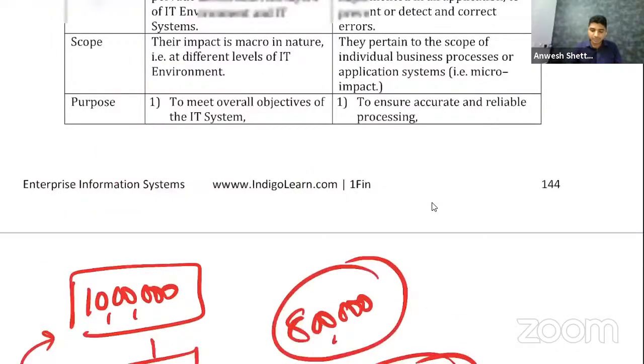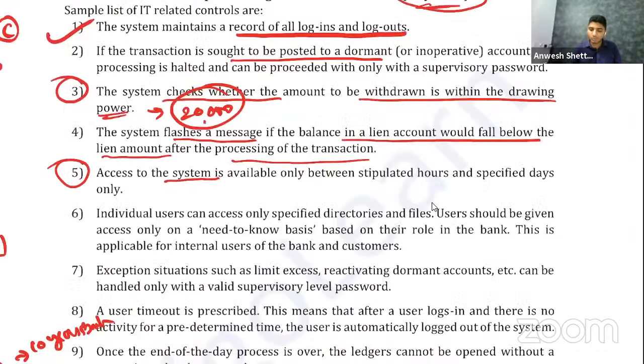Next, function number 5. Access to the system is available only between stipulated hours and specified days. As I told you, between 9:30 and 6, if an employee comes and puts in his password, the software should open. Or else, if he comes at 7 o'clock, the software should say, revisit during business hours. This is not a business hour. If some employee comes on Sunday and tries to open it, again the software should not allow him. Okay, next.